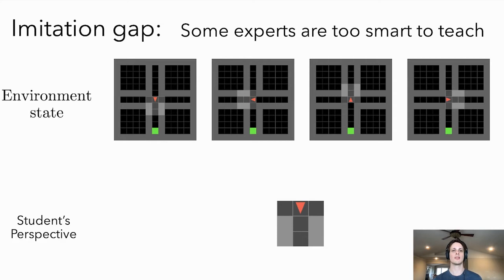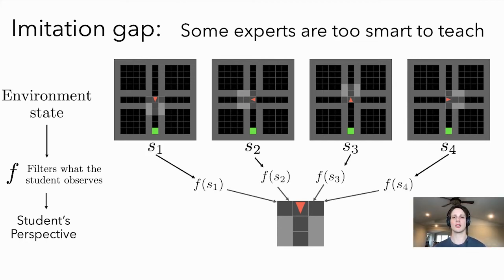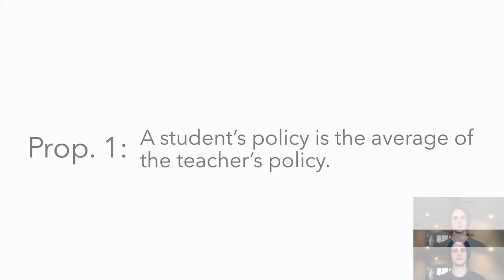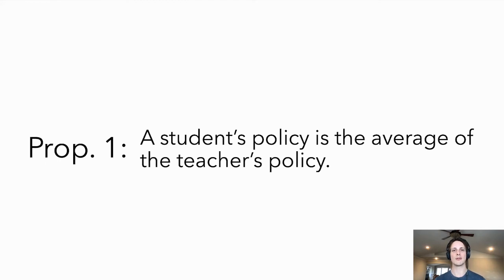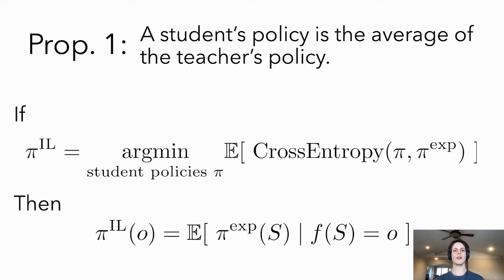More formally, we say that the observation seen by the agent is filtered by a filtration function f. In this example, this filtration function maps 4 distinct environment states to the same partial observation O. Proposition 1 in our paper shows that in these cases, the student's policy is an average of the teacher's. Formally, let pi IL be the policy among all possible student policies that minimizes the cross-entropy loss between itself and the expert. We show that pi IL then equals this conditional expectation.